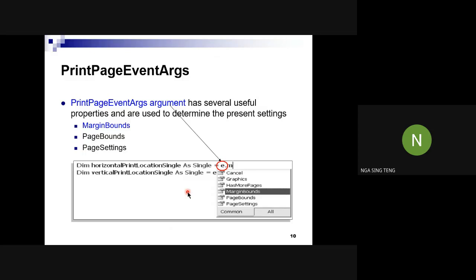For the print page event arguments here, we have several useful properties you can actually set: page bounds, page settings. All these are the settings where you want the contents to be located later.